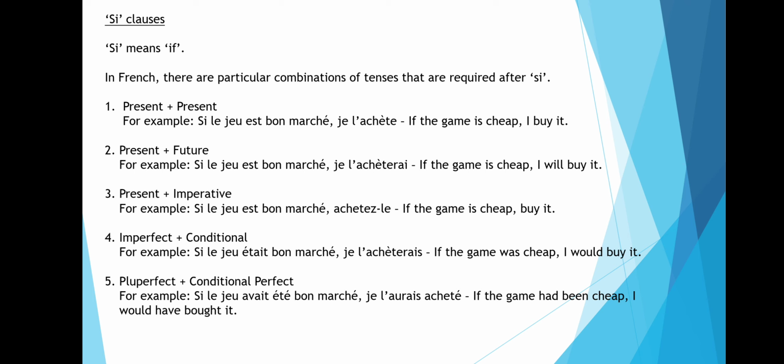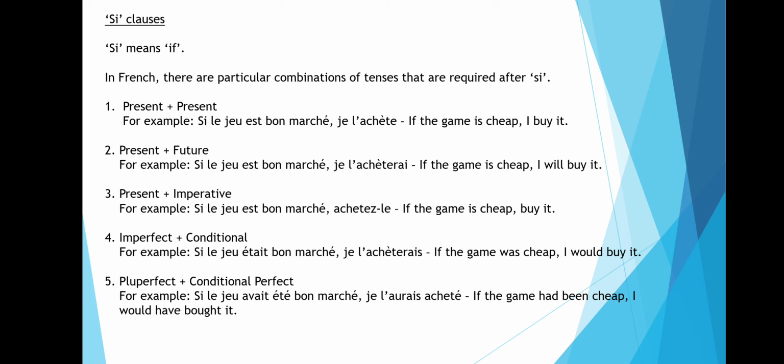The first one is present and present. For example, si le jeu est bon marché, je l'achète. If the game is cheap, I buy it. And I use the same sentence for the next few because it's easy to understand. And next is present and then future. So the first is present, si le jeu est bon marché, je l'achèterai. That bit, je l'achèterai, is the future tense, the simple future. So if the game is cheap, I will buy it.